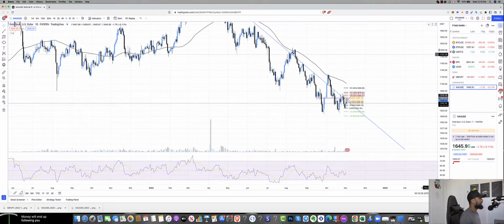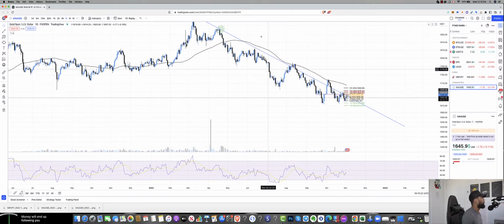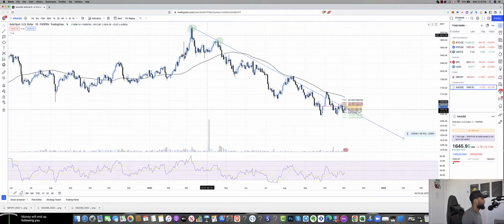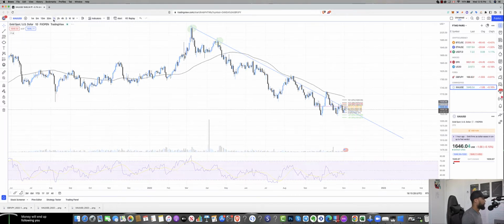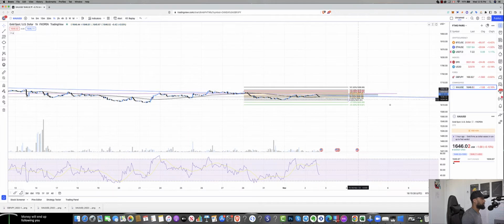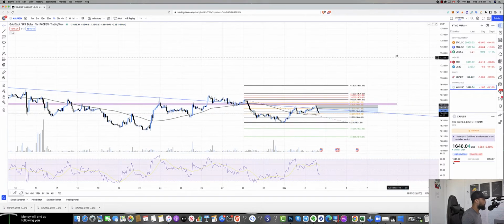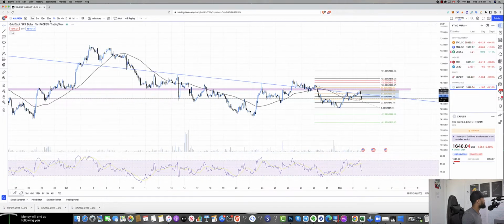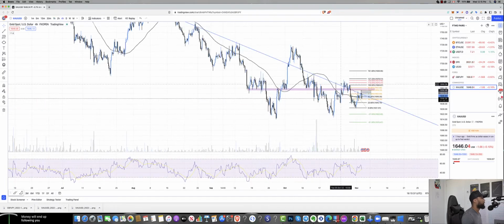So we can see on the daily that whenever the price gets close to this trend line, there's going to be a reaction. So knowing that, we zoomed in. We zoomed into the 4 hour first. So we were on the 4 hour.